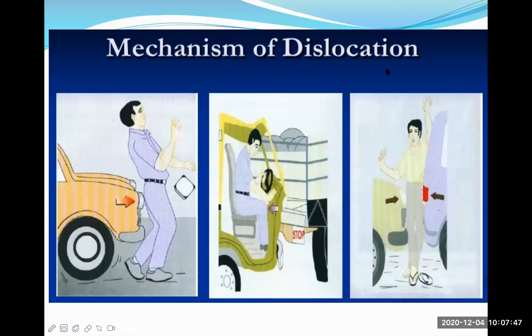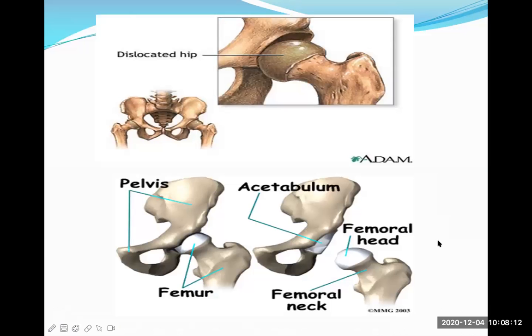Now, these are the different mechanisms of dislocation. All of these are severe types of injury. You can clearly see here, it is a hit by a car. There is a collision, and again, see there, the person is compressed in between two vehicles. So all of these are severe types of injury. So we understand the hip joint is not easy to dislocate. We need a massive amount of force to dislocate it. See there, again the same thing.